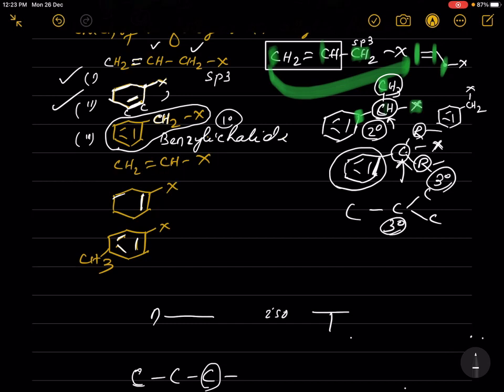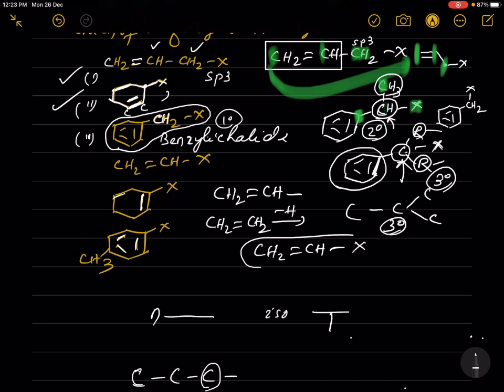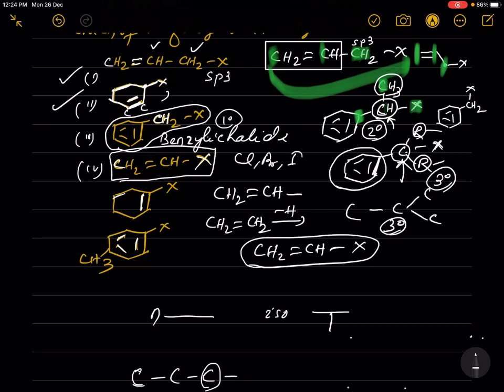Then vinyl group. You know, vinyl group means CH2=CH, or you can say when one H atom is removed from ethene, you will get a vinyl group, CH2=CH. And when this halogen atom is attached to this vinyl group, this is vinylic halide. Here X can be chlorine, bromine, iodine. In bond line structure, you can draw the structure like this.